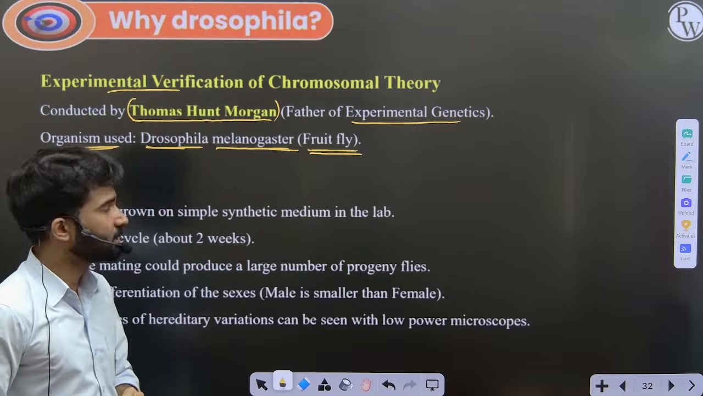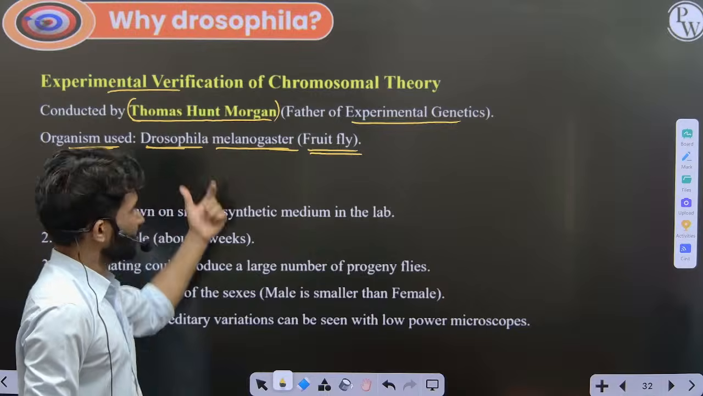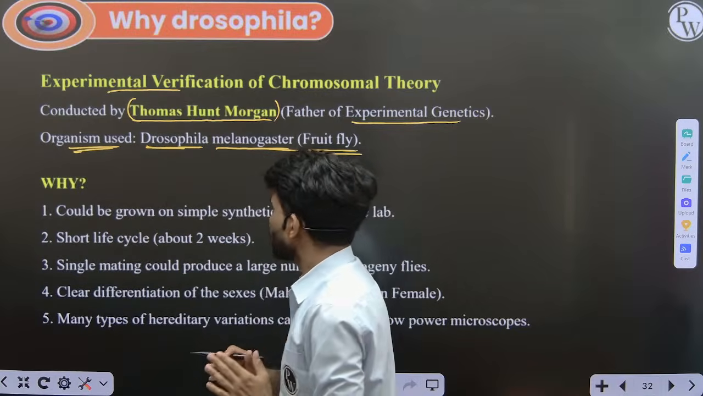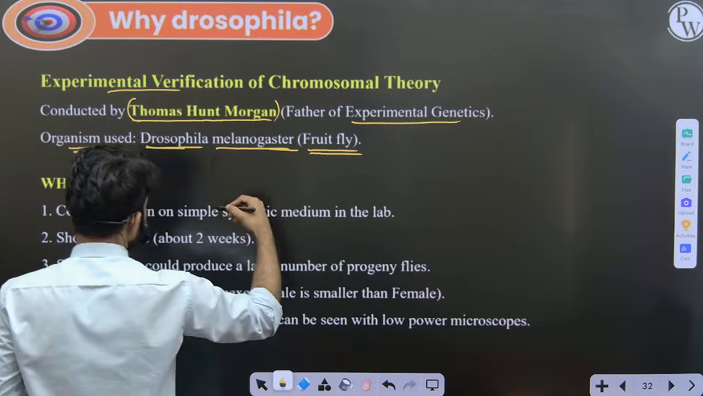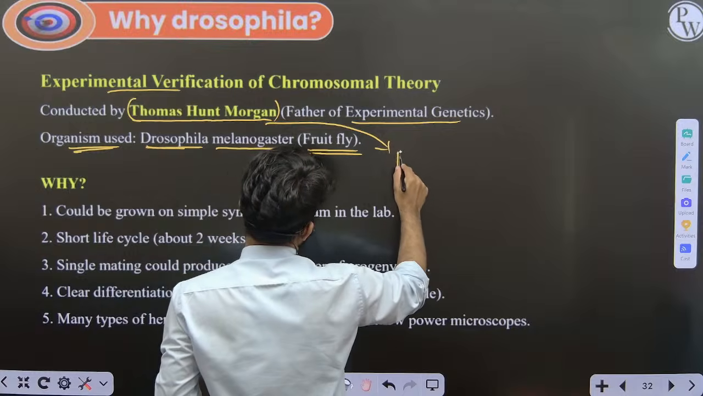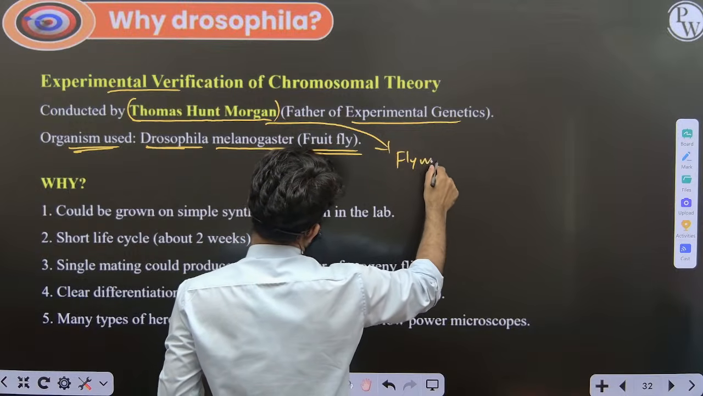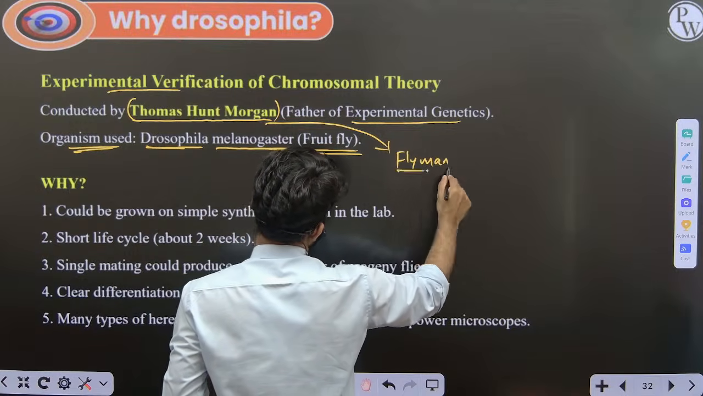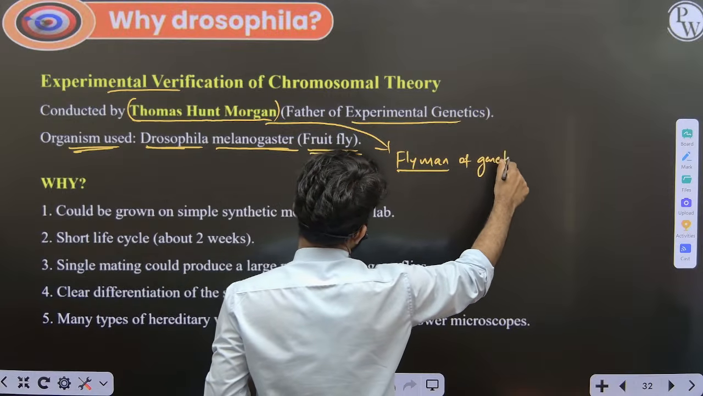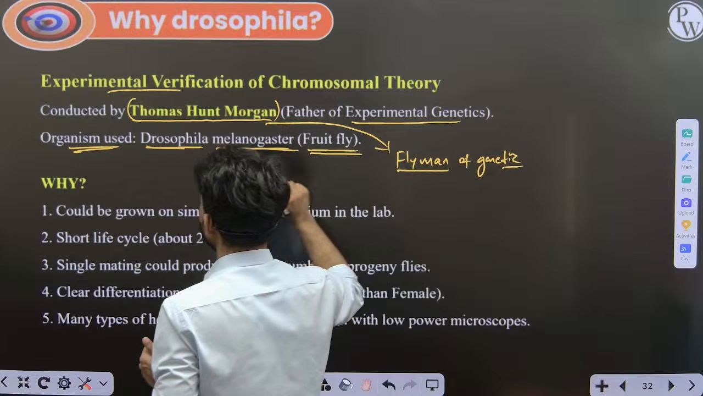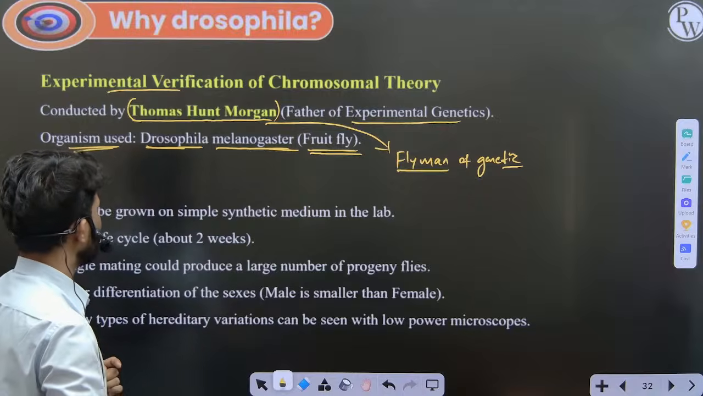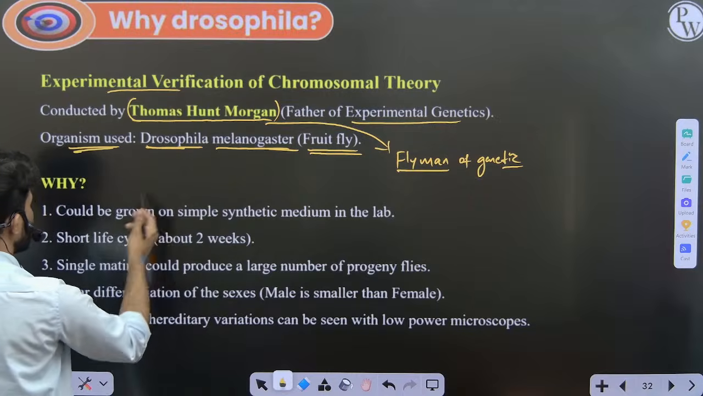Why did he use Drosophila melanogaster? Because of the use of Drosophila melanogaster, T.H. Morgan got the title Father of Genetics. Yes, because of his experiments on the fruit fly, that is Drosophila melanogaster. Why did he use Drosophila melanogaster?